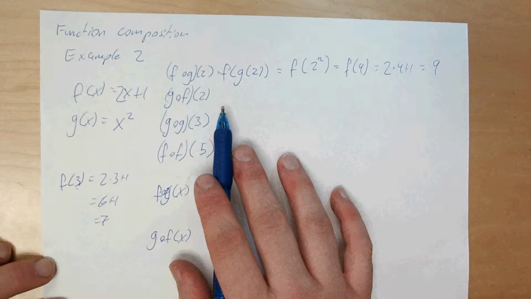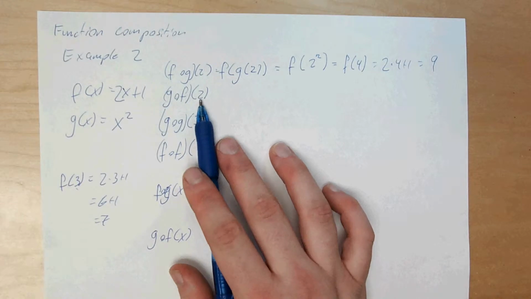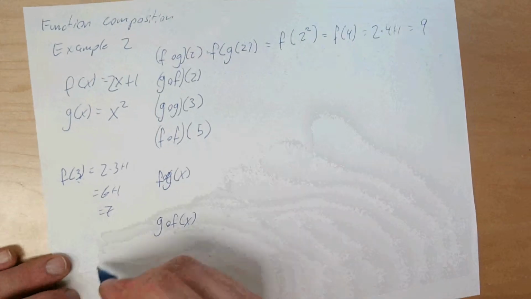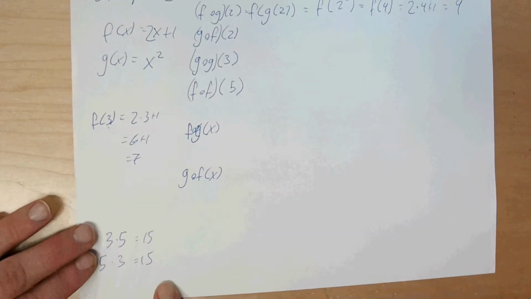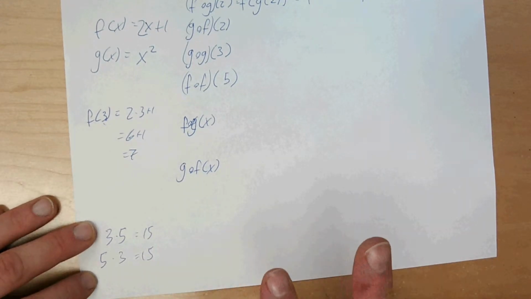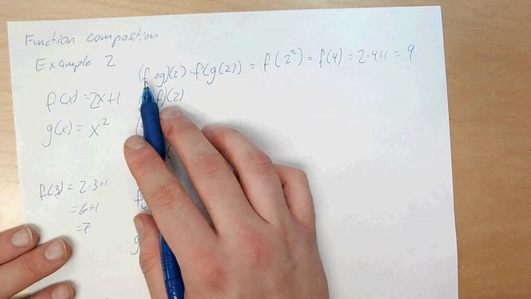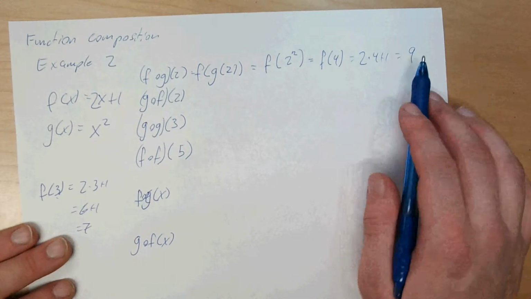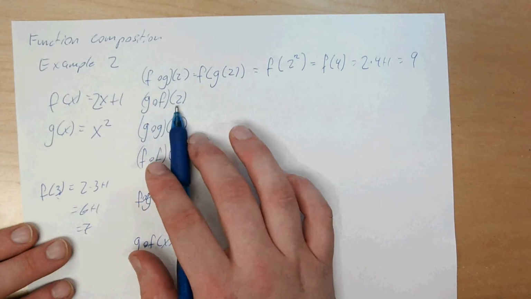Notably, what's interesting about composition is that you don't always get the same number working one direction or the other direction. When you multiply numbers, if you do 3 times 5 or 5 times 3, you get 15 either way. That's not true of function composition. When you reverse function composition, you don't always get the same number. So let's do this example I set up here. Above, we just did f composed with g of 2, and we got the number 9. Now we're going to do g composed with f of 2.